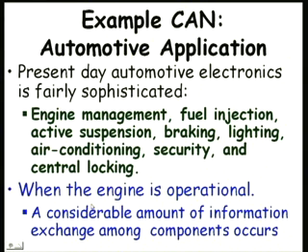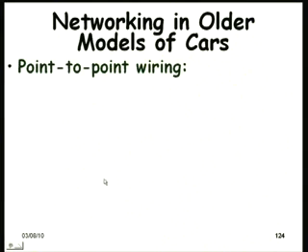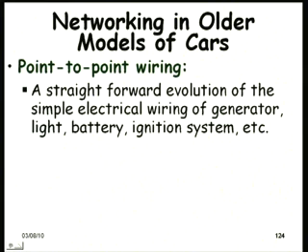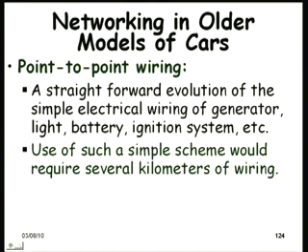When the engine is operational, a lot of information is exchanged among these various ECUs. But in the older cars, before let us say 20-25 years back, there were electric components and some electronic components, meters and so on, but they were interconnected using point to point wiring. This was the evolution from the electrical wiring, generator, light, battery, ignition and so on. In a similar way the electronic components were also interconnected using point to point wiring, and as the complexity of the cars and the number of electronic components increased, the length of the wire was astounding. Even at that time, in good models of cars, you would need several kilometers of wiring.